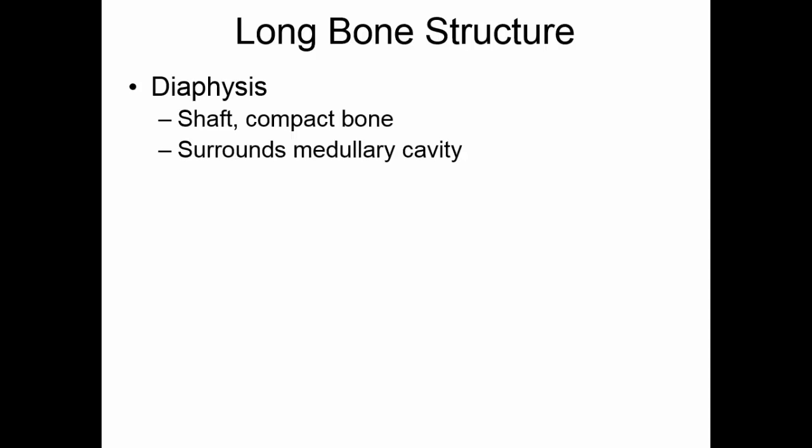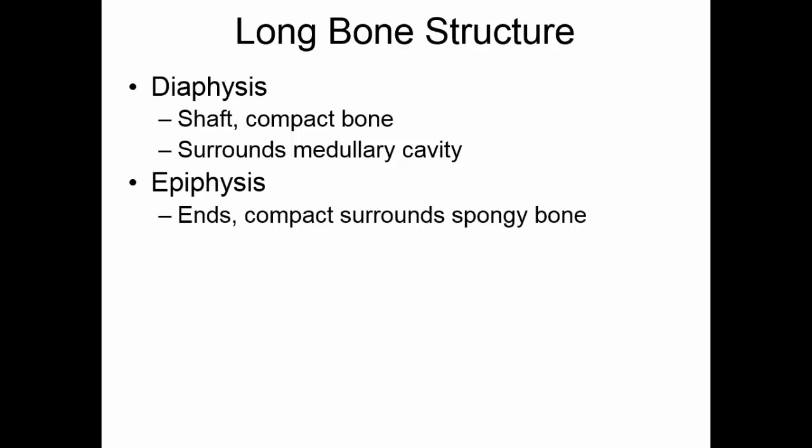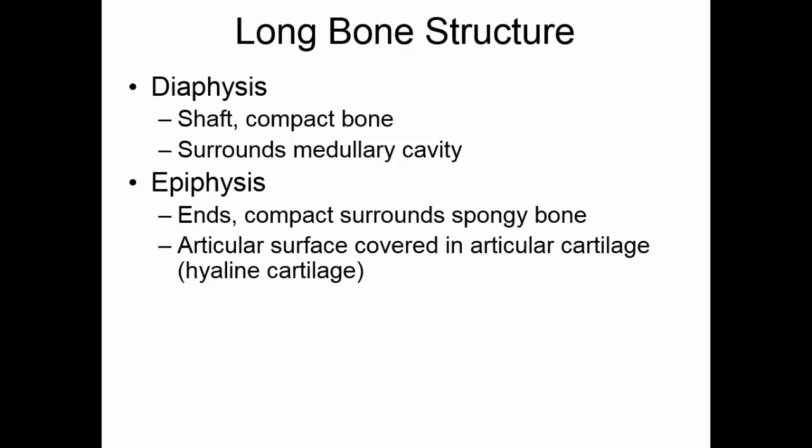Long bones have more structure to them. They have a diaphysis, which is the shaft, and it's composed of compact bone. This surrounds a cavity in the bone called the medullary cavity. The epiphysis is the end of the bone. This is composed of spongy bone surrounded by compact bone. The articular surface is covered in articular cartilage. This is a hyaline cartilage. This helps absorb stress when the bones pound together as you move.